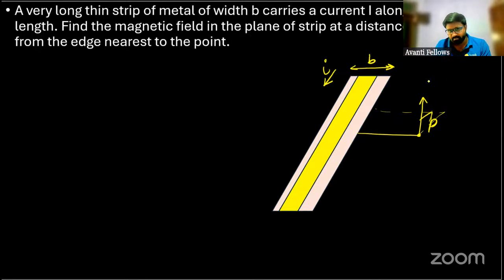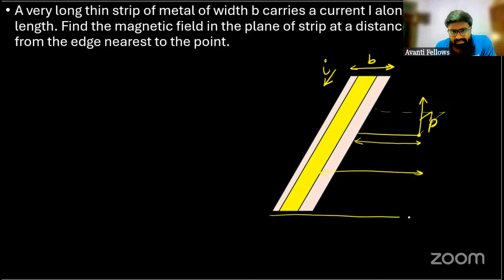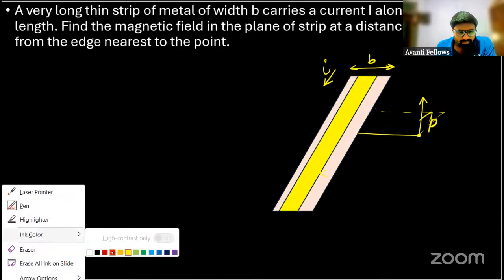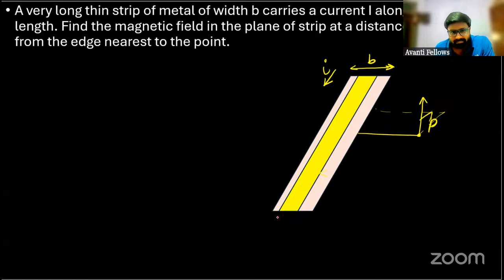initially. सो उसके लिए क्या करेंगे, अब देखो इसकी width भी है. ठीक है. अब इस portion से ये distance अलग होगी, इस portion से ये distance अलग होगी, इस portion से ये distance अलग होगी. So as distance varies, the magnetic field का magnitude will also vary, which means we are dealing with a variable situation. So for that also what we will do, we will have an elemental width here, and that elemental width is dx.